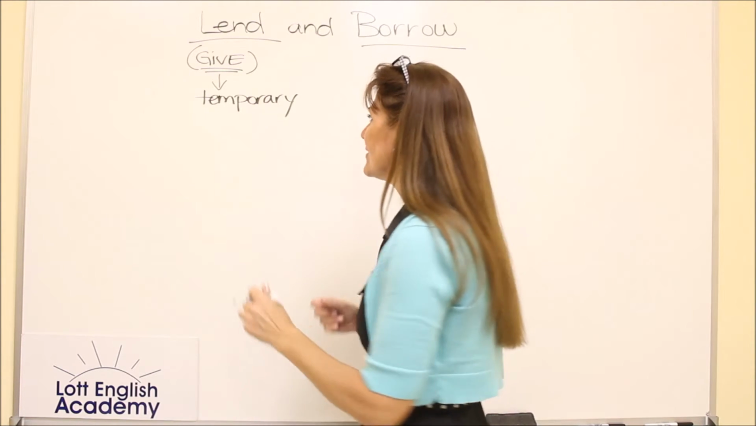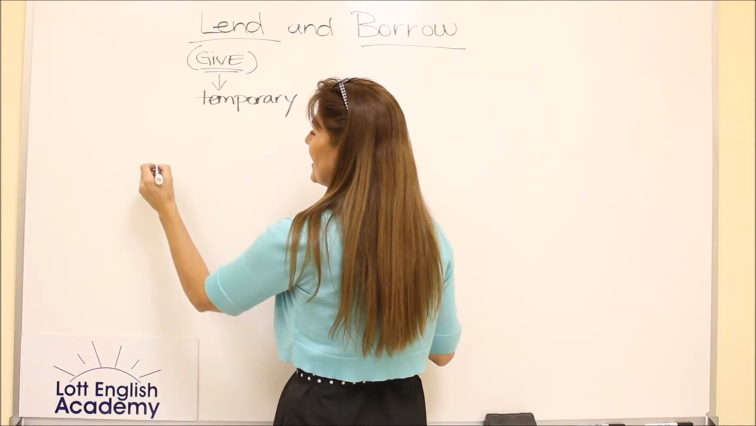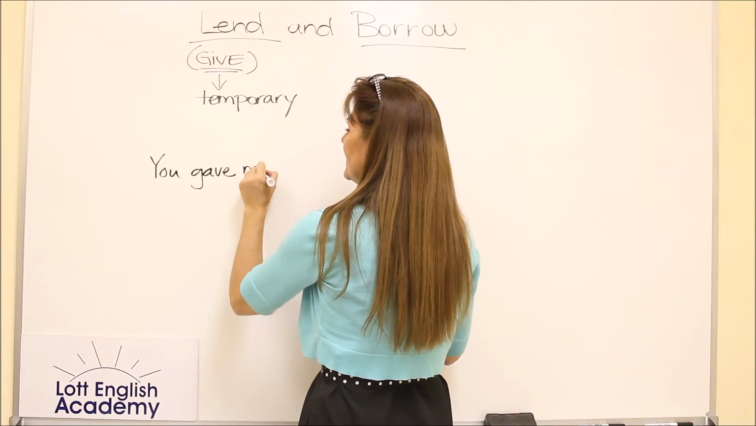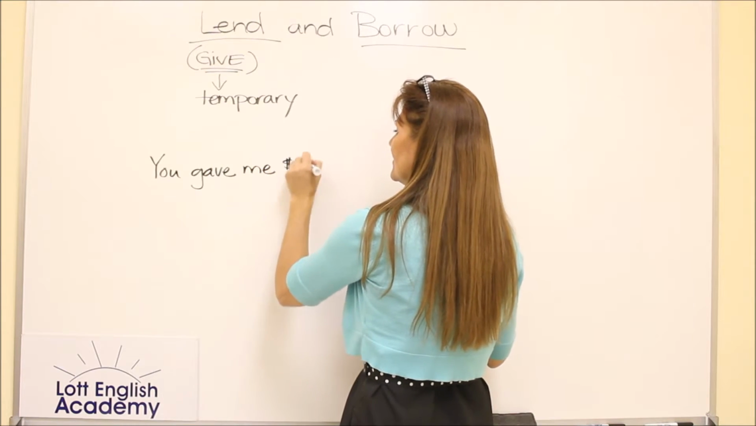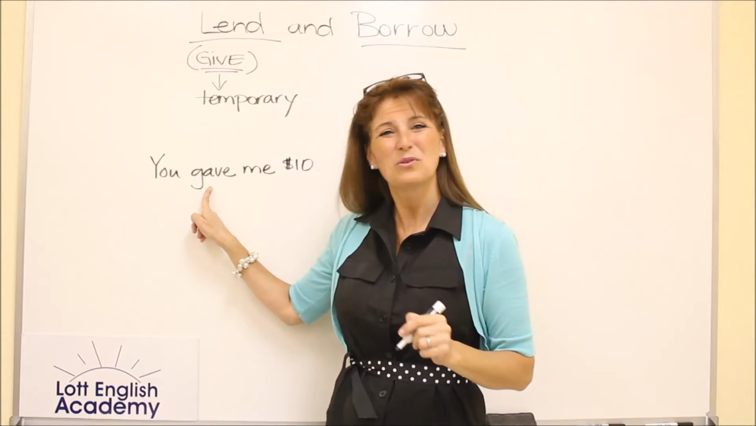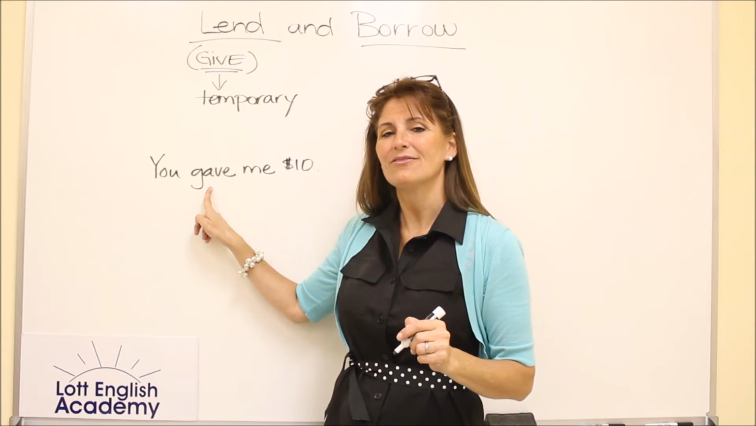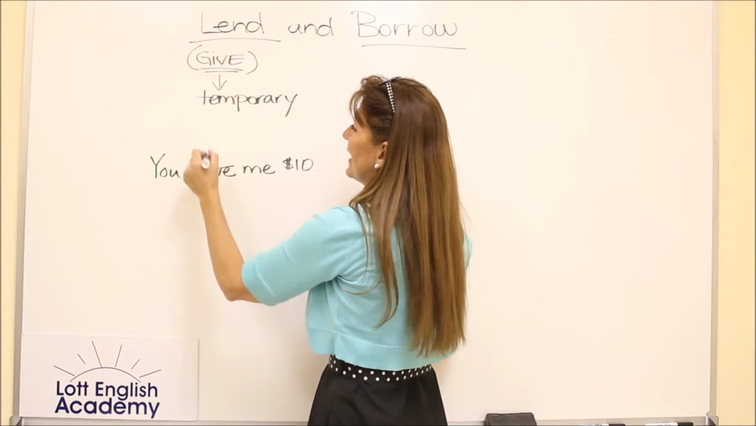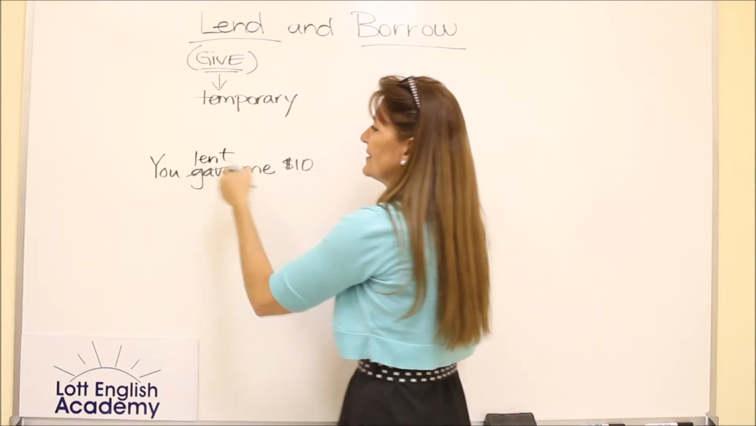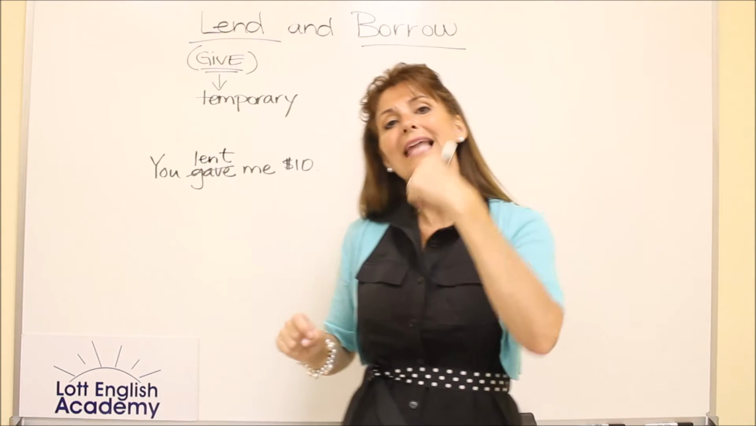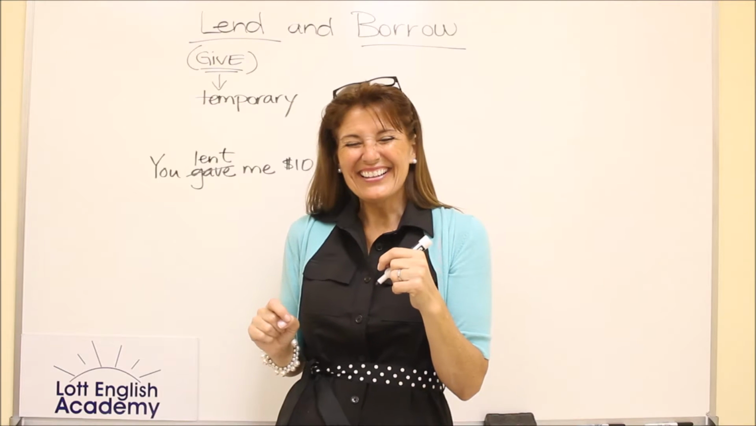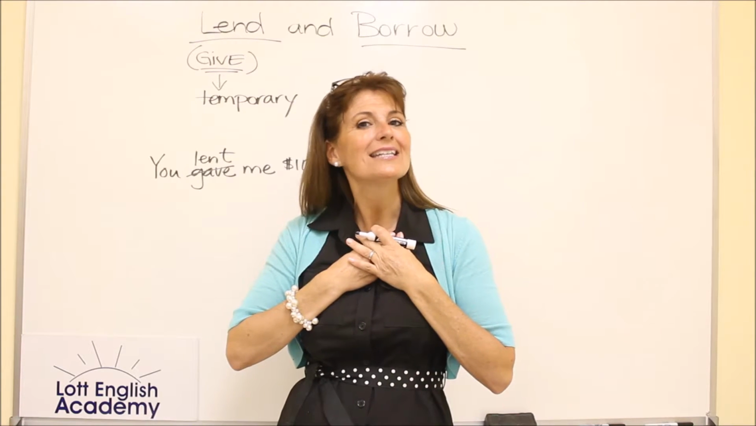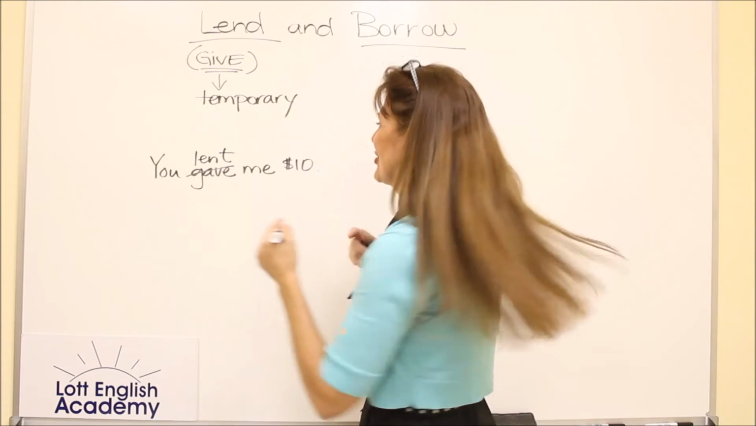I say, oh my goodness, you are such a good friend. You gave me $10, right? But we don't want to use the word give or gave. We want to use this word. So we say the past of lend is lent. It's irregular. You lent me $10. And I say, thank you so much. Thank you for lending me $10.